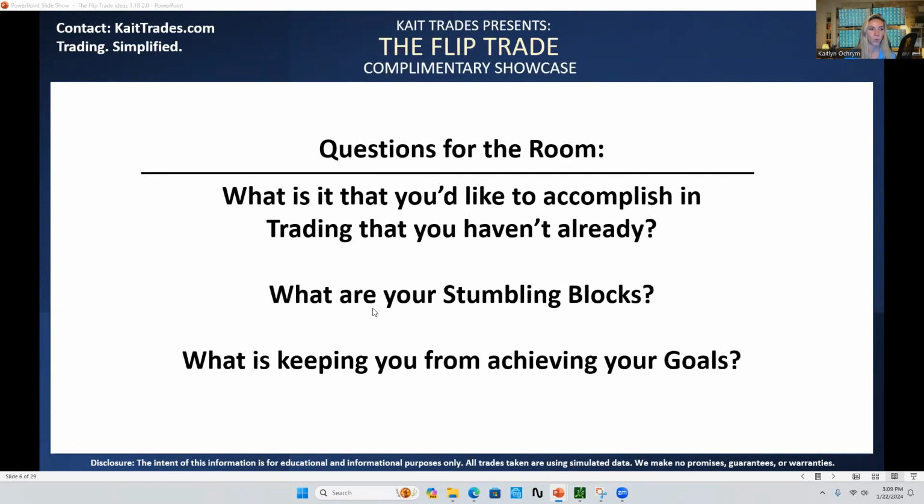Question number 2, what are your stumbling blocks? It could be that you're not sure where your entry point should be. Maybe you don't have a really good trade plan. Maybe it's simply that you don't understand why and where price changes direction. Any one of those answers or whatever you have, just think about it. And then, what is keeping you from achieving your goals? So 3 general questions, but I do want you to think about them.